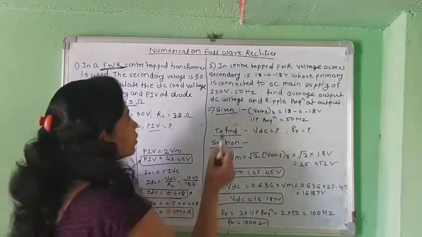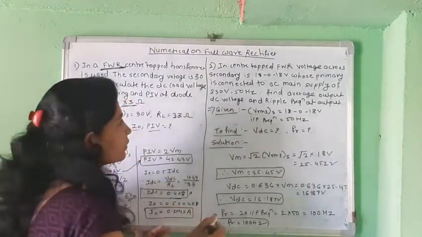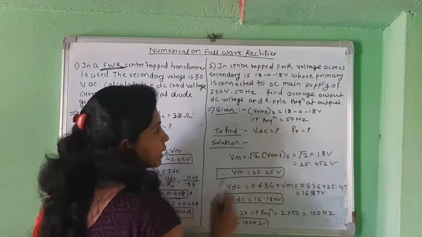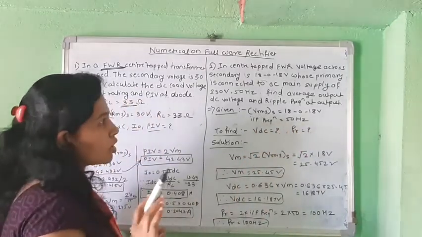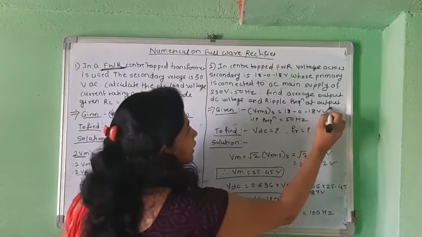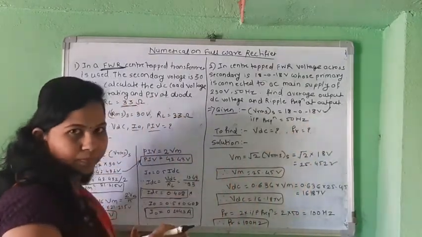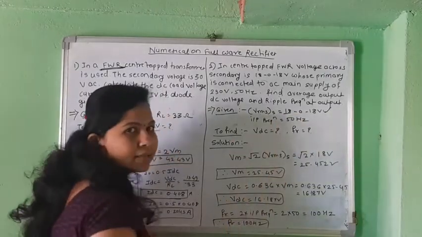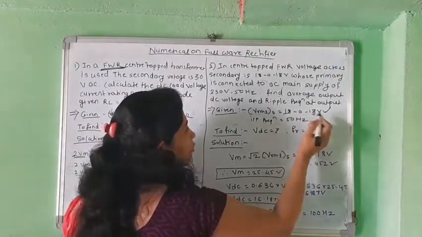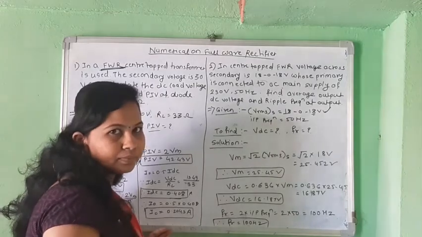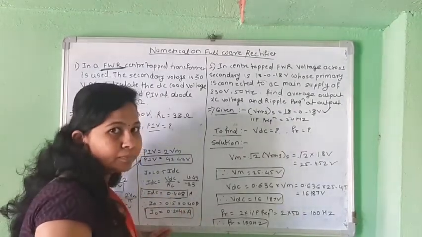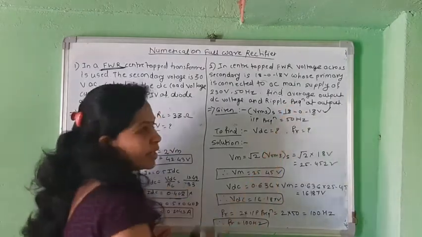Okay, so what is the given data? Given data is VRMS across secondary is 18 volt. Now concentrate here. Here they give the data in split up form. Split up form means for the upper half it is 18 and for the lower half of the secondary it is 18. It means we do not need to calculate 2 VM here because they give us a split value.